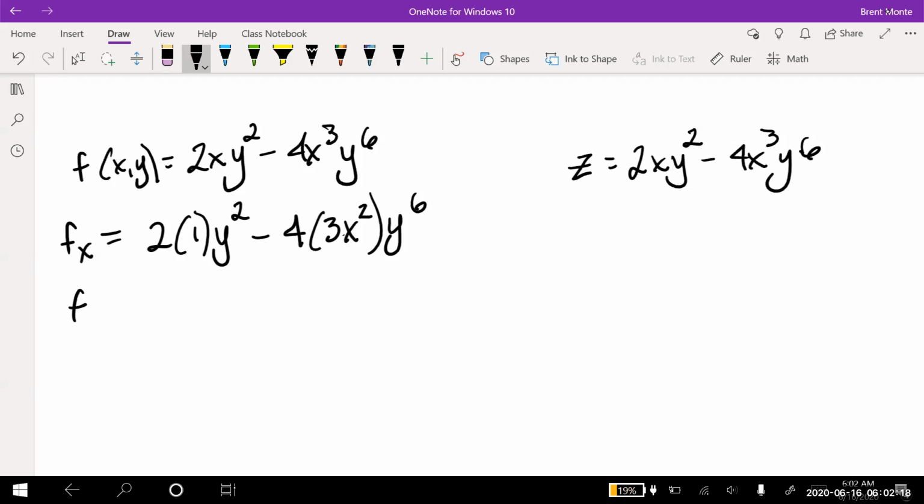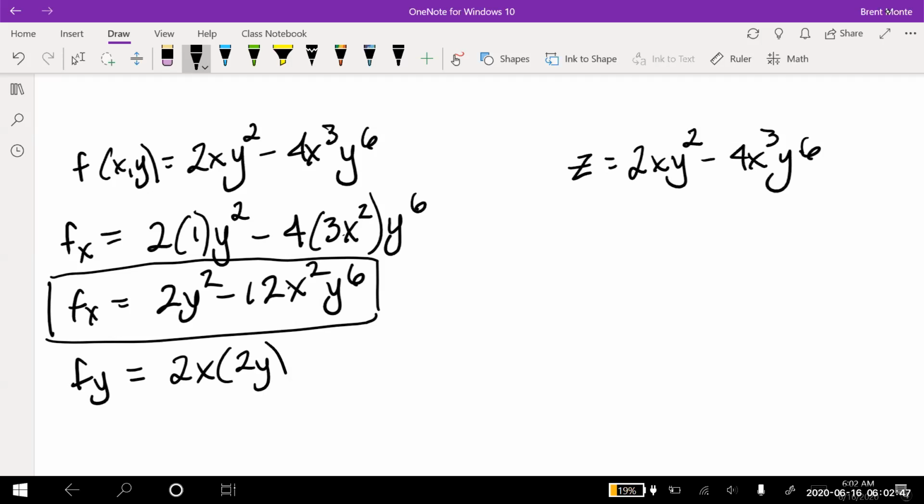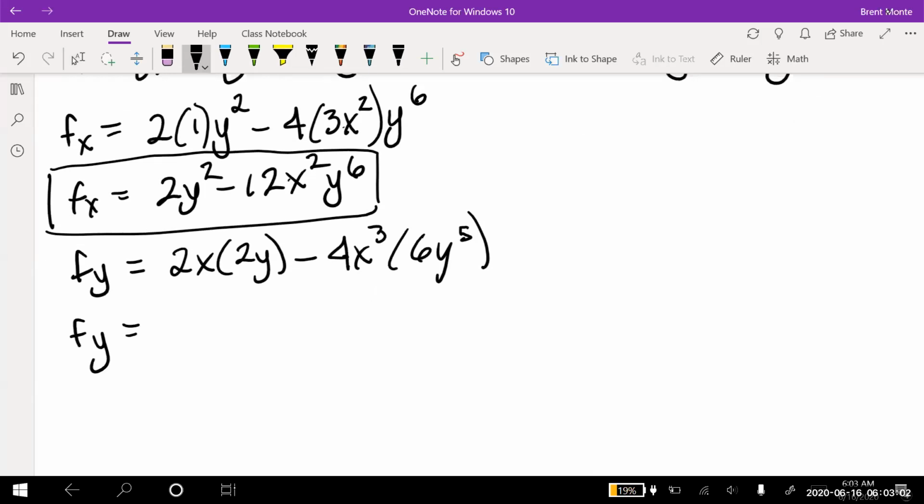And the 4 stays because it's a constant multiple, same reason the y to the 6 stays. And so what I get when I clean that up a little bit is I just get 2y squared minus 12x squared y to the 6th. That's my partial with respect to x. Let's look at it with respect to y. So now I'm going to take that same thing, but we're going to write it partial with respect to y. This time the 2x stays because it's a constant multiple, and I get the 2y for the derivative of y. And similarly, 4x to the third, the derivative of y to the 6th, 6y to the 5th. And then just multiply things out, combine those a little bit, and I'll get my partial derivative with respect to y is 4xy minus 24x to the third y to the 5th.